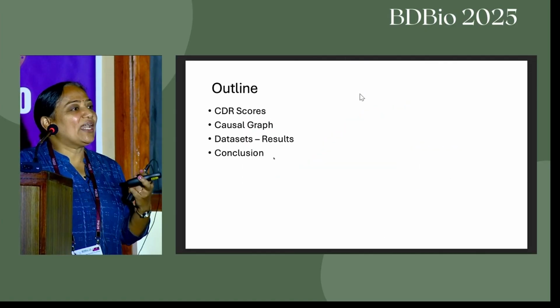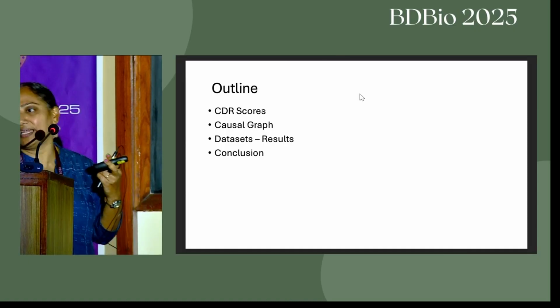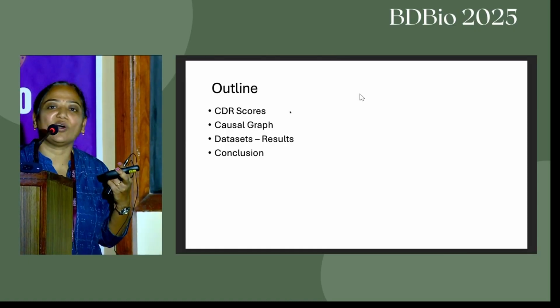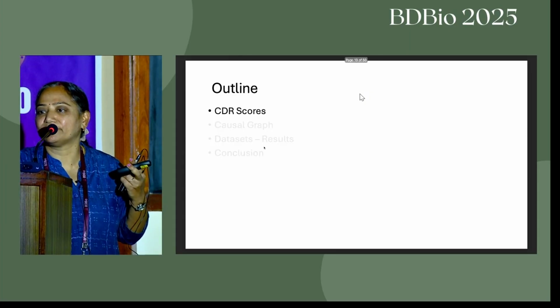So here's a small outline of what we are going to cover. We will look at what these clinical dementia ratings mean, what's a causal graph, some data sets that we've used, and what we conclude.